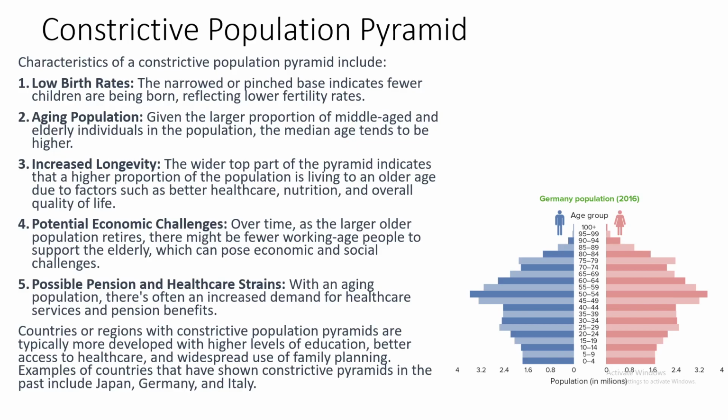And we have possible pension and healthcare strains. With an aging population, there's often an increased demand for healthcare services and pension benefits. So countries or regions with constrictive population pyramids are typically more developed with higher levels of education, better access to healthcare, and widespread use of family planning. The examples are Japan, Germany, and Italy. So there are three population pyramids. You need to know those three.